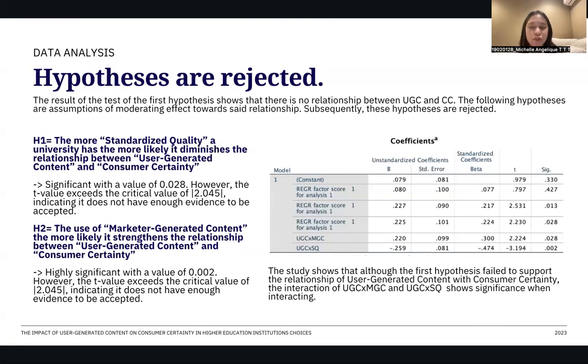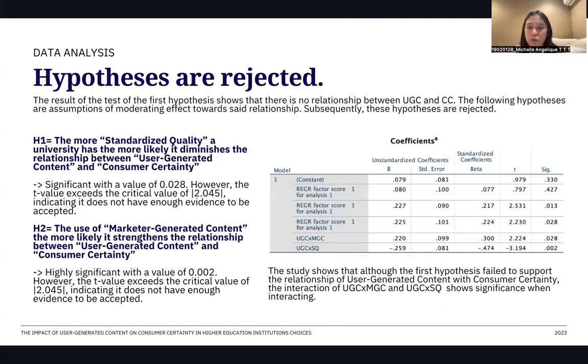Although these hypotheses show that there is no relationship, the coefficients table shows otherwise. The last two rows of the coefficient table show the relationship of UGC x MGC and UGC x SQ as moderating factors, while the first three rows show the relationship of each independent variable to CC, where it can be seen that MGC and SQ do in fact have a relationship with CC as independent variables.